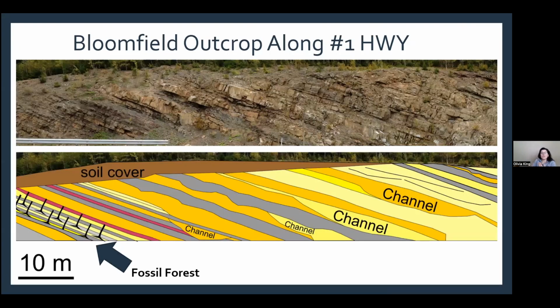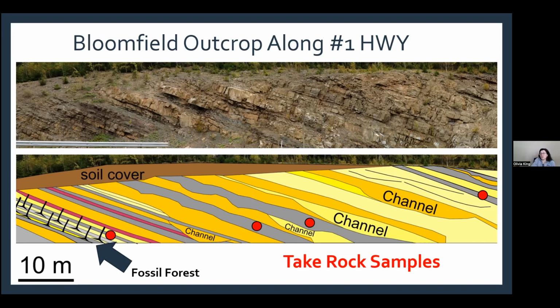But then also, how do we do this? Once we're at an outcrop, for example, this is the Bloomfield outcrop along the #1 highway, we start subdividing these layers based on their thickness, their color, their sediment size, as well as what we're finding in them. For example, in this case, we have a fossil forest at the base. Then we start taking rock samples.